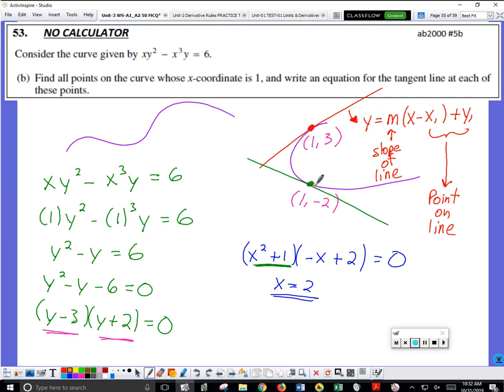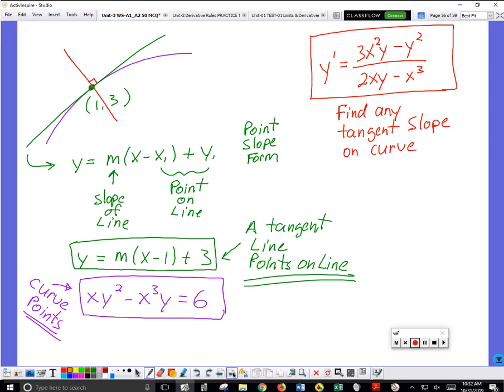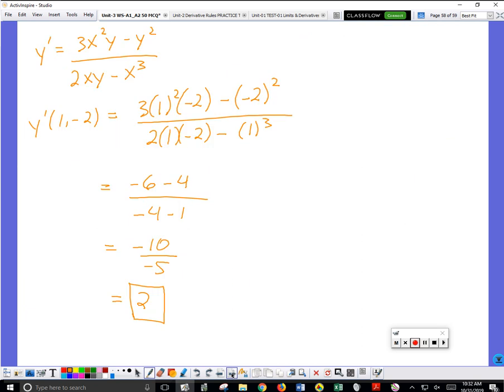So, back to here. My drawing was a bit inaccurate. The point is 1 comma negative 2. There's a line that goes through that point. The slope of that line is positive 2. So the equation of that line is 2 parenthesis x minus 1 plus negative 2.